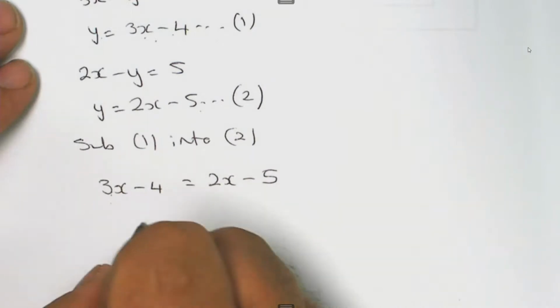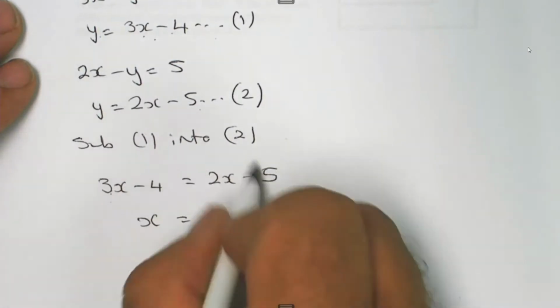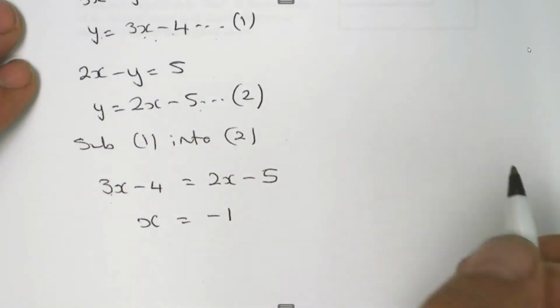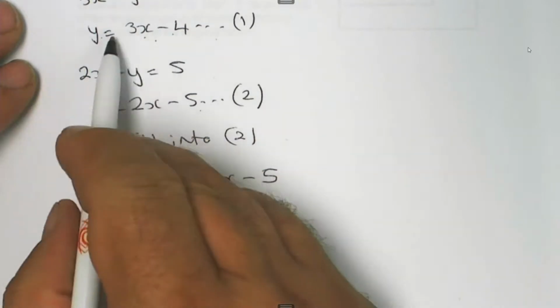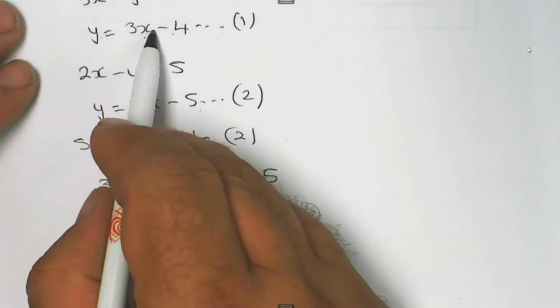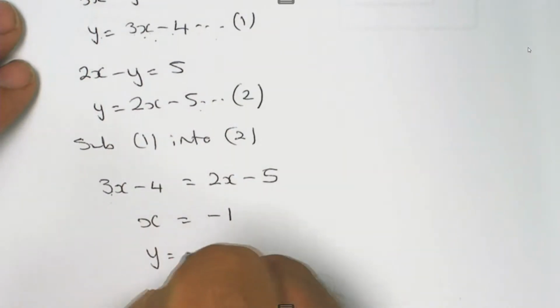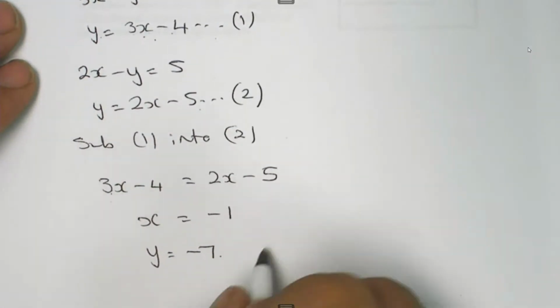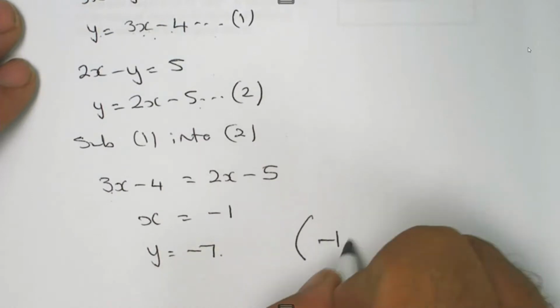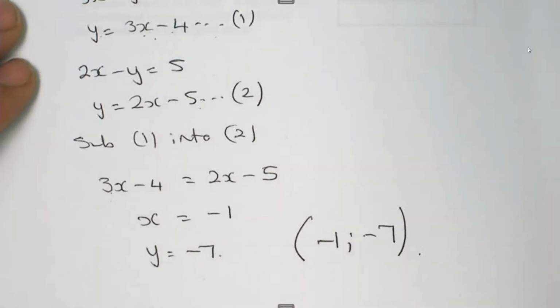3x minus 2x is x, negative 5 plus 4 is negative 1. Now if x is negative 1, we can work out y. 3 times negative 1 is negative 3, minus 4, negative 7. y is equal to negative 7. So the point of intersection of the two graphs is x is negative 1 and y is negative 7.